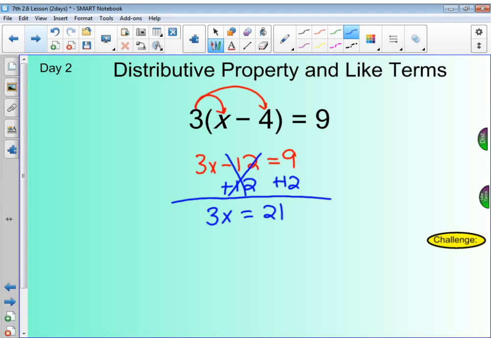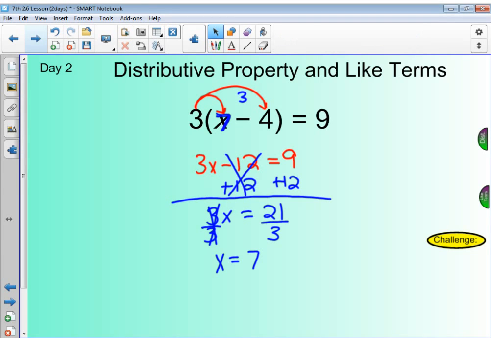And then it's 3 times x, so we're going to divide to get rid of the 3 so that we have just x by itself. Divide by 3. We find out that x equals 7. And if we want to check ourselves, we could substitute 7 in the original equation. 7 minus 4 is 3. 3 times 3 would give us 9, so that is a correct statement.